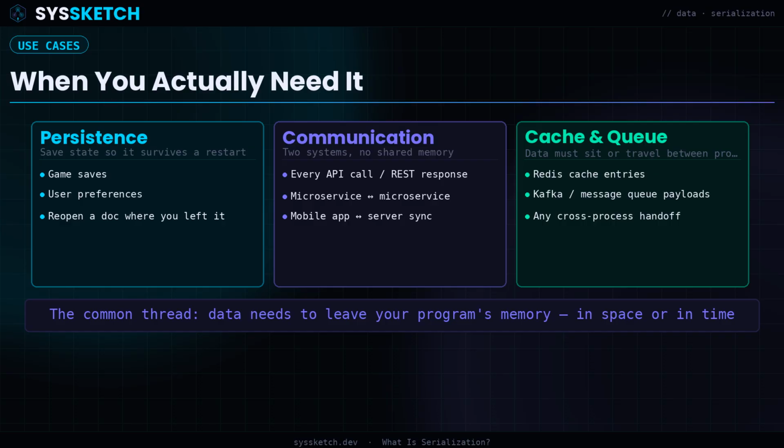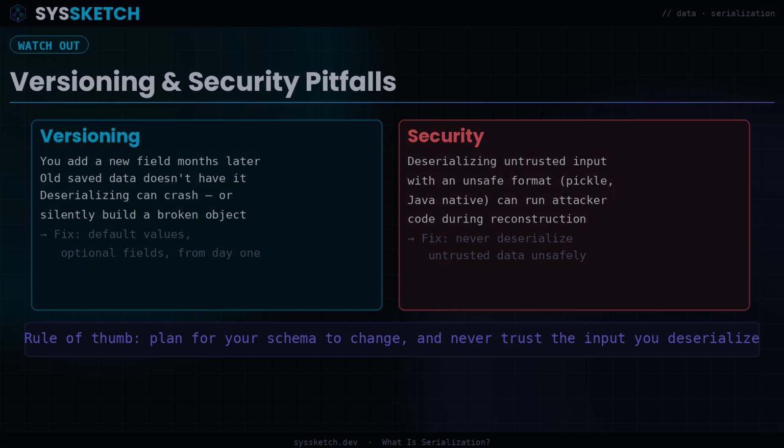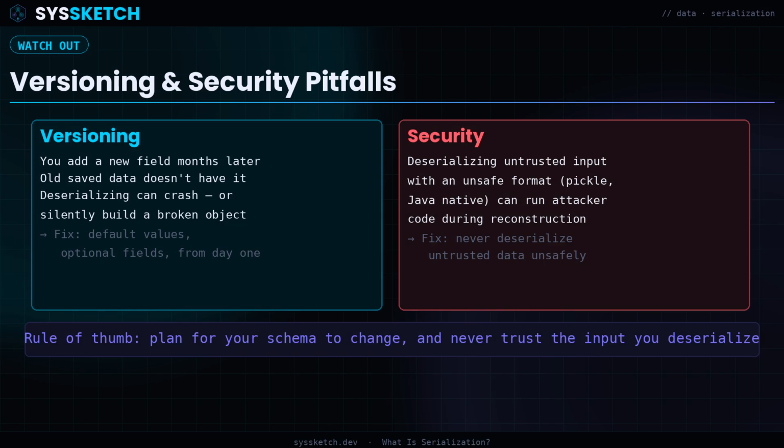Two things trip people up in production. The first is versioning. Six months after you ship, you add a new field to your object. Old serialized data on disk doesn't have that field. Deserializing it can crash or silently produce a broken object unless you design for backward compatibility from day one with default values and optional fields.